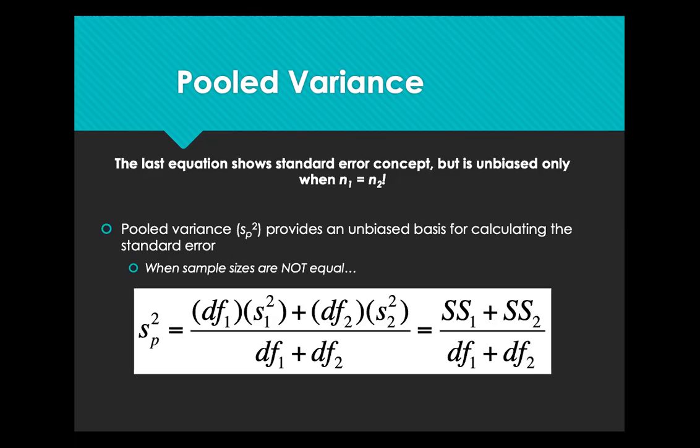And so the notation for pooled variance is S subscript P, S squared P. So it's the variance of the pooled variance. P is for pooled, right? So pooled variance provides an unbiased basis for calculating the standard error. And there is the formula for pooled variance.